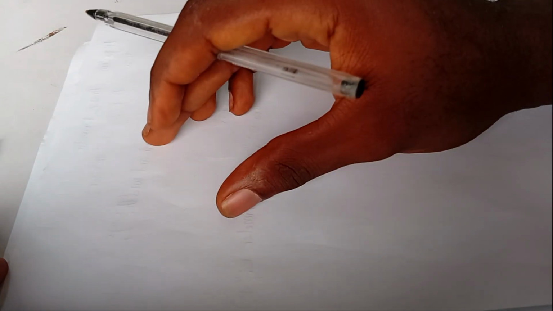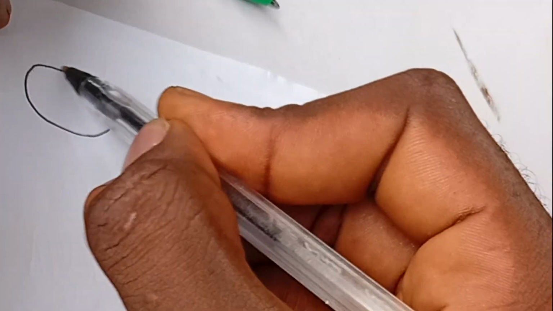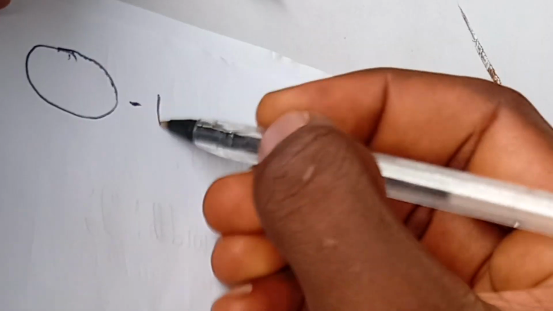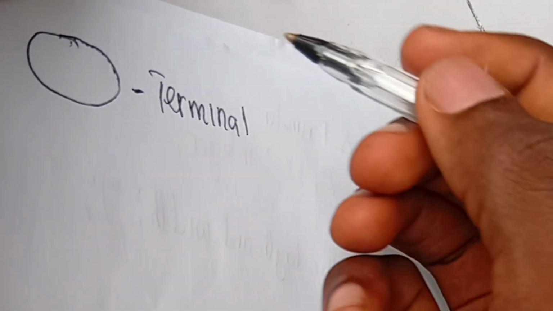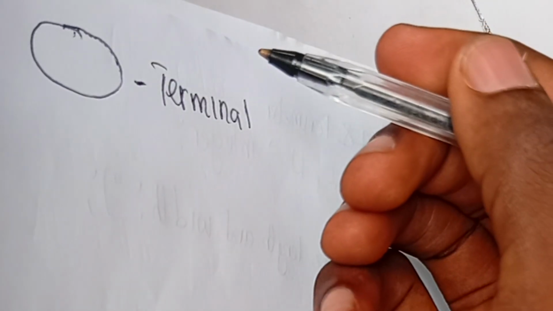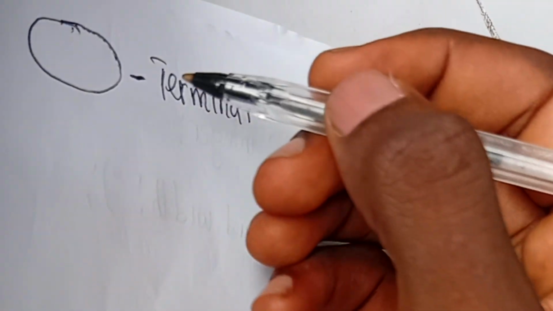So let me just turn the paper, and this is an oval. Don't mind the way I draw it. This is either the start or the stop. It is known as the terminal. So a flowchart must always start and end in the terminal. So that's the first thing you need to know about a flowchart.